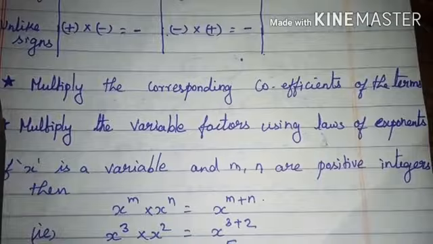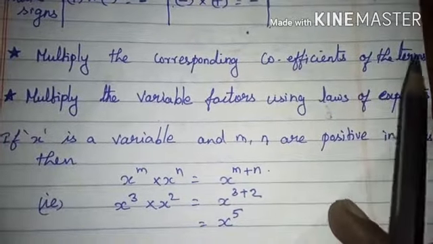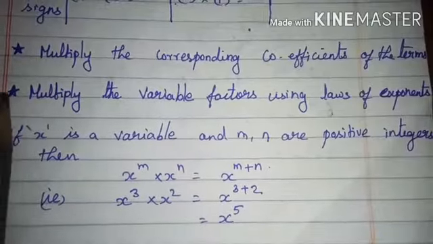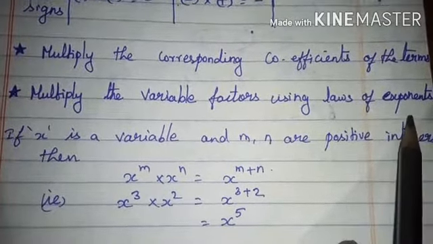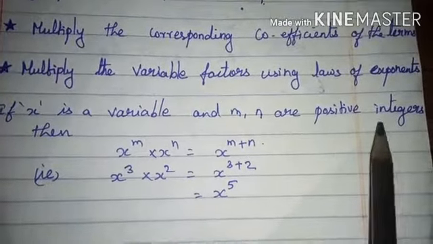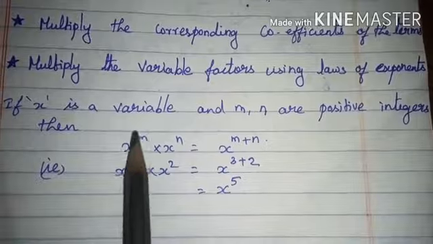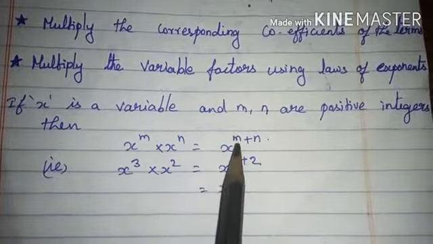And the second step you have to follow is multiply the corresponding coefficients of the terms. And the third step, multiply the variable factors using laws of exponents. That is, if x is a variable and m and n are positive integers, then x power m into x power n equals x power m plus n.